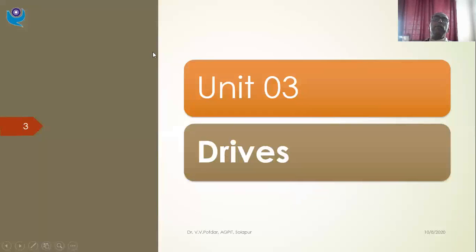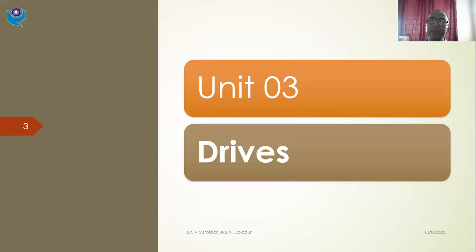Okay, that's all in unit 2, friends. We'll move to unit 3. As I said, if you try to recall the overall block diagram of a generalized mechatronic system, we had sensor transducers, we had signal conditioning devices, we had data representation devices, and then we have the controlling elements, and then we have the actuating elements.